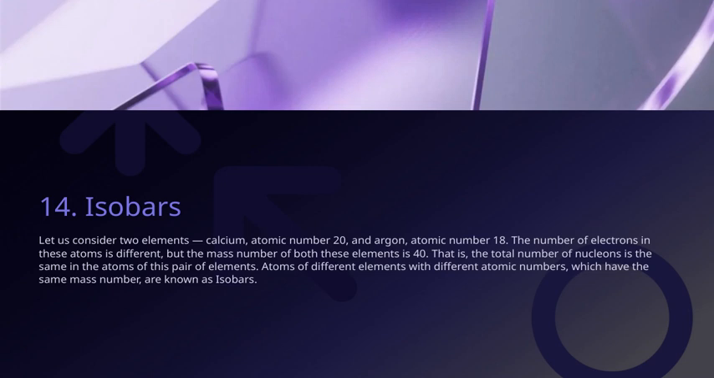Isobars are atoms of different elements that have the same mass number but different atomic numbers. It's a fascinating aspect because it shows how atoms can have the same overall mass yet differ in their electronic structure and elemental identity. Understanding isobars helps us grasp the nuances of atomic structure and how elements relate to each other in terms of mass, even when their proton counts differ. It connects directly to our overall theme of atomic properties and how they influence the behavior and classification of elements.